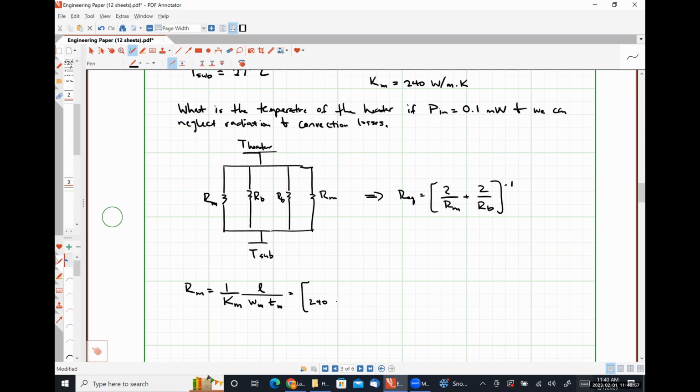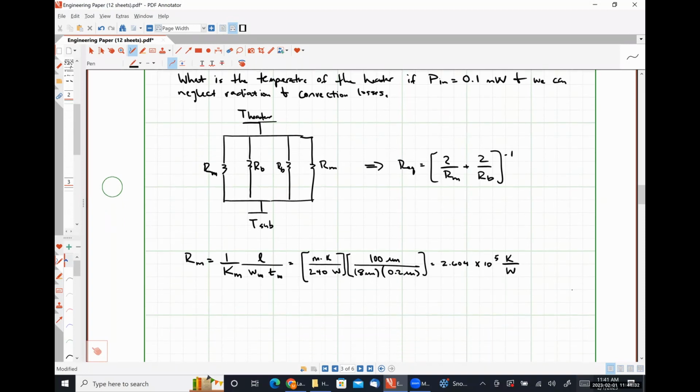1 over 240 watts per meter Kelvin. So my meters and Kelvin are going to be up top. My length is 100 microns. My width is 8 microns. My thickness is 0.2 microns. So this comes out to be 2.604 times 10 to the 5 kelvins per watt.